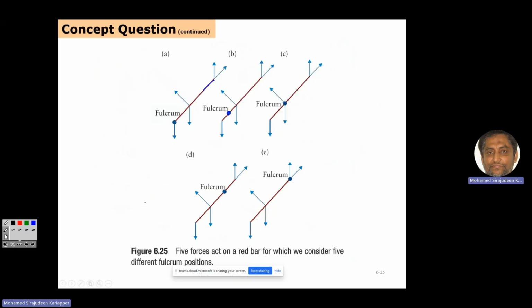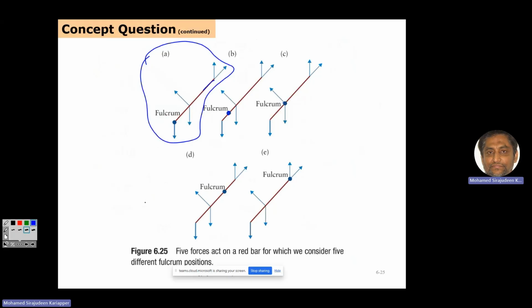The question is, in some of these, A, B, C, D, E, you can have rotational equilibrium. Some of them we cannot have rotational equilibrium. Which one can you not have rotational equilibrium? That is the question. Okay, I'm going to go to A and analyze A with you. Then you will get the idea.